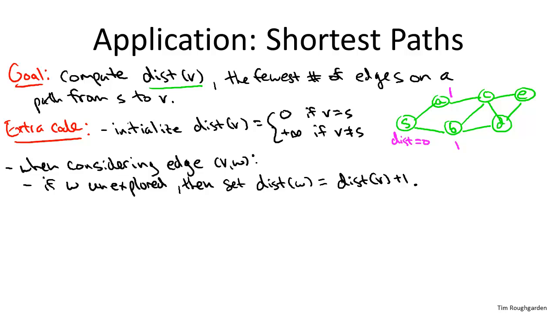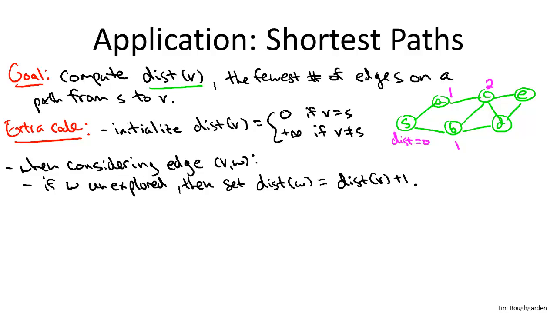Now we look at A's incident edges. There's S comma A, which we ignore. There's A comma C. This is the first time we've seen C. So as before, we mark C as explored. We add C to the end of the queue, and now again we have this additional line. We set C's distance to be one more than the vertex responsible for its discovery. In this case, it's A that first discovered C. So we're going to set C's distance to be one more than A's distance, also known as 2.